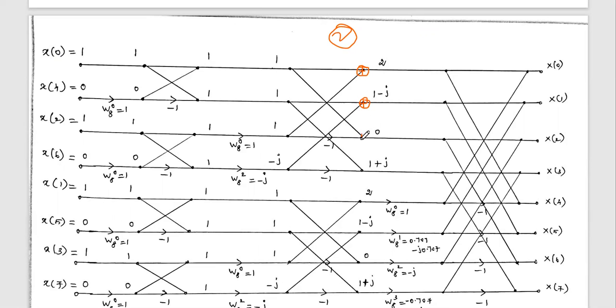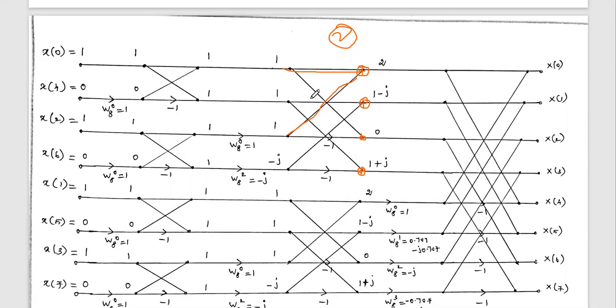Okay, so we have to find out the output of the second stage. In each line we have to find out the output. You see in this line the first data is 1, 1 is coming here, here also 1 is coming. So 1 plus 1, the answer is 2.